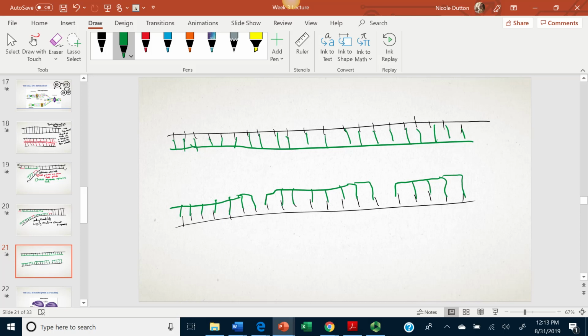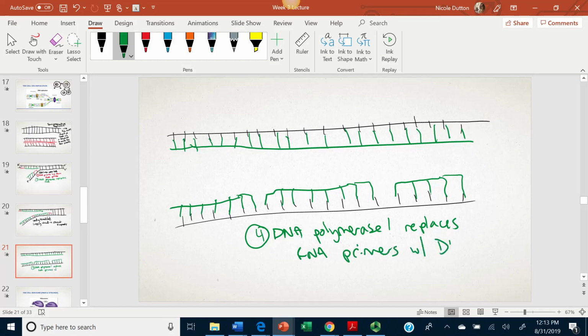So DNA polymerase 1 replaces RNA primers with DNA. And then the very last step, we have this ligase that comes and glues the Okazaki fragments together.